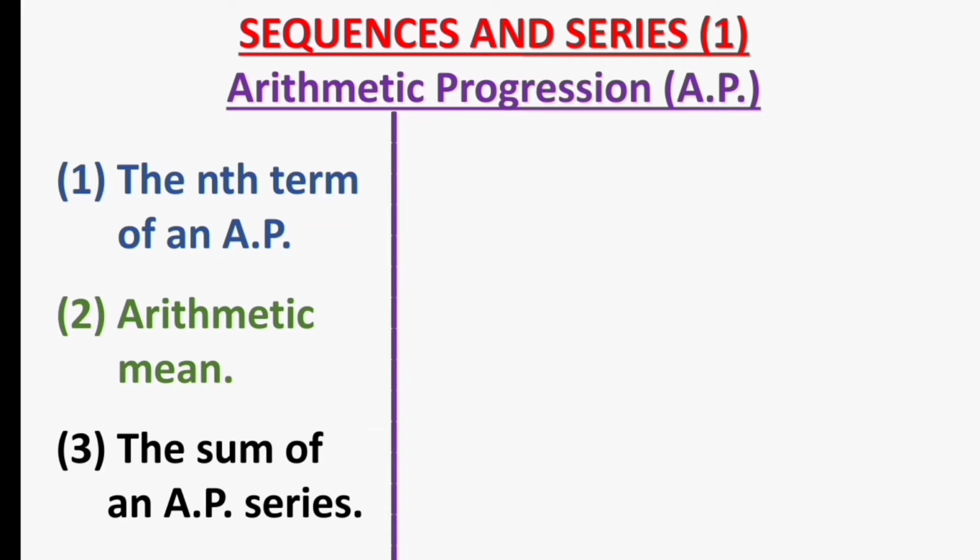Let's learn about the formulas in arithmetic progression, AP. Number 1, the nth term of an AP. Number 2, arithmetic mean. Number 3, the sum of an AP series.